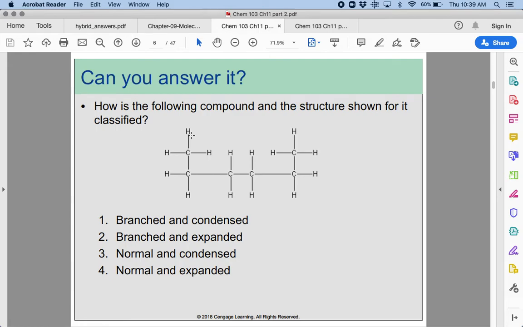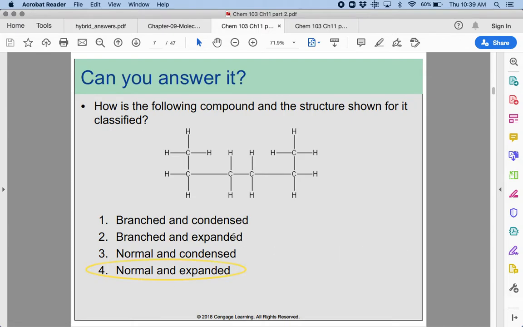So how is the following compound and the structure shown classified? Take a minute, pause. I really encourage you, and you might feel silly, but run your finger on your screen and go through and try to determine whether this is branched or normal. From our first video, you should know whether this is written in the condensed or expanded formula. So I'll pause here, try and answer it.